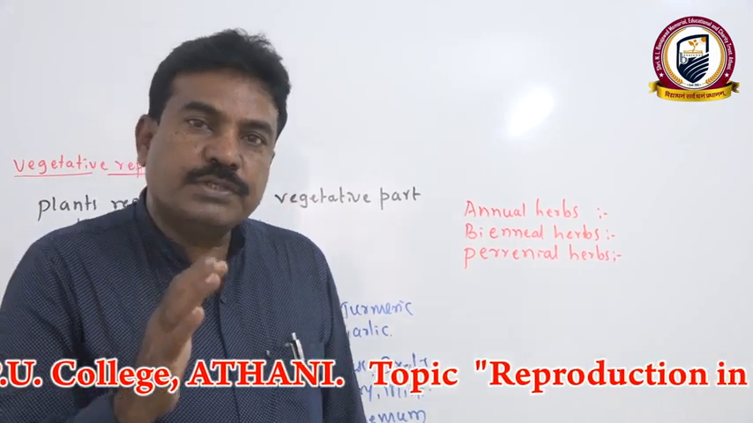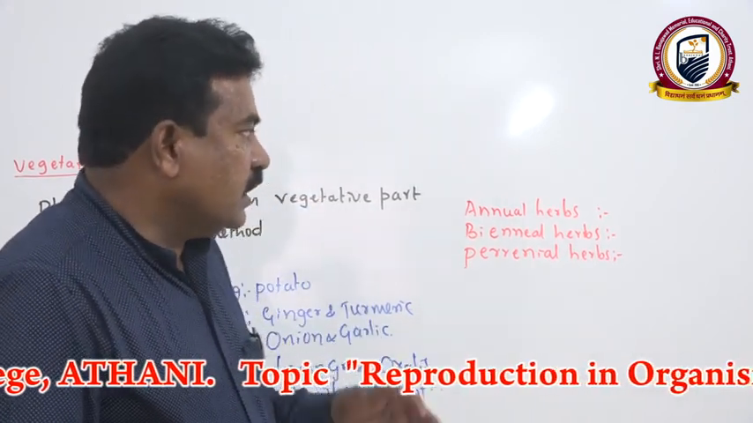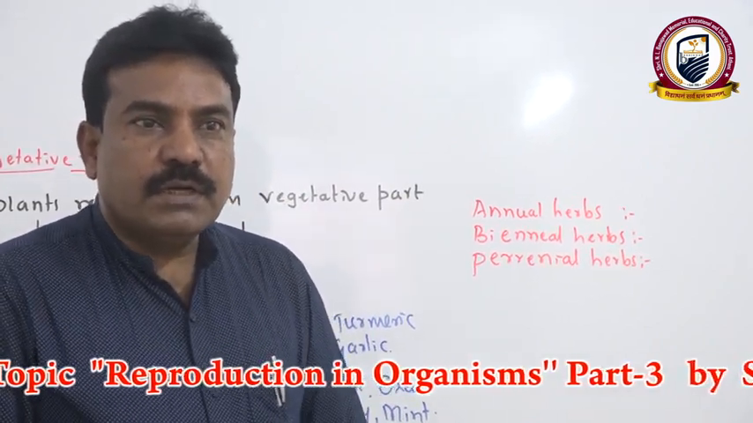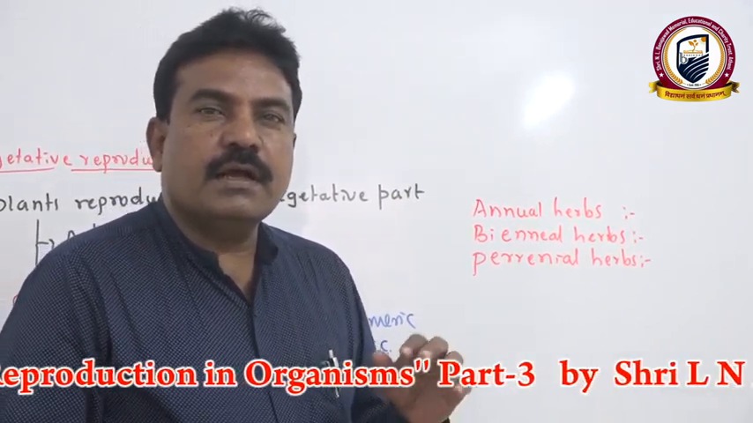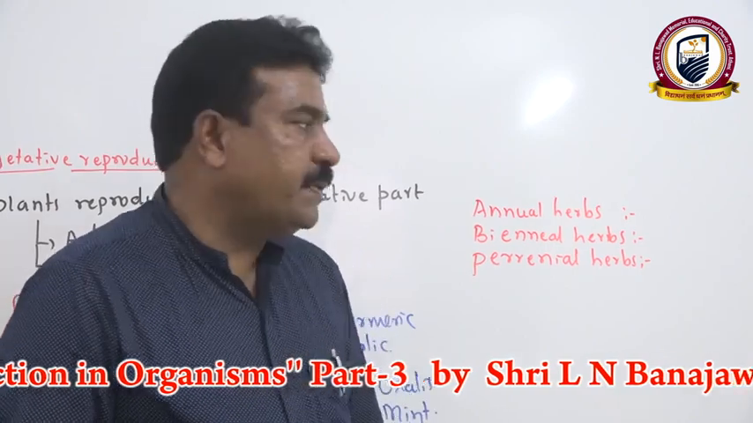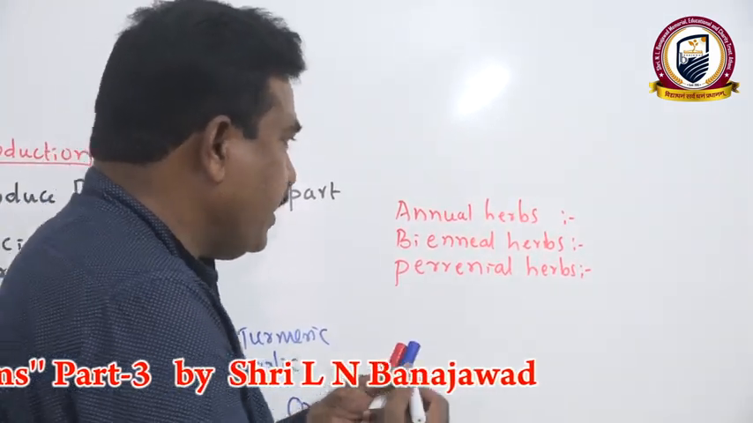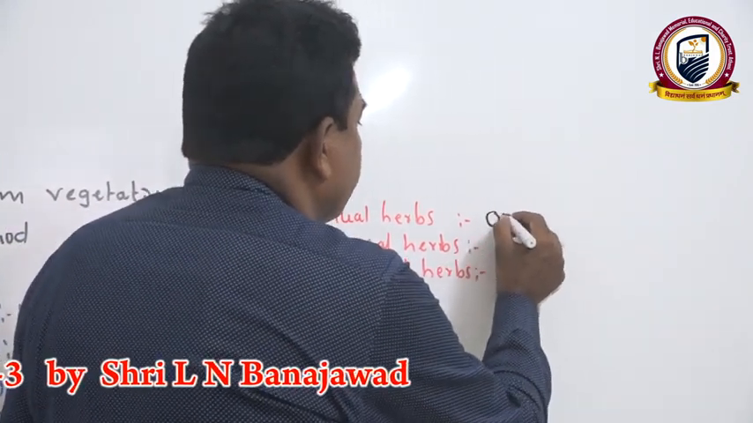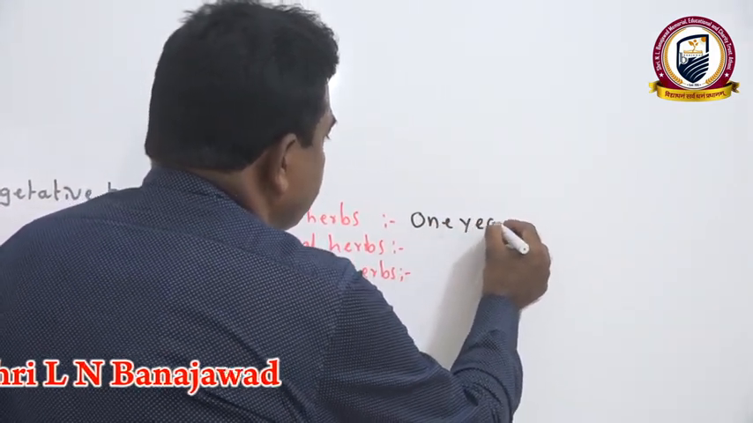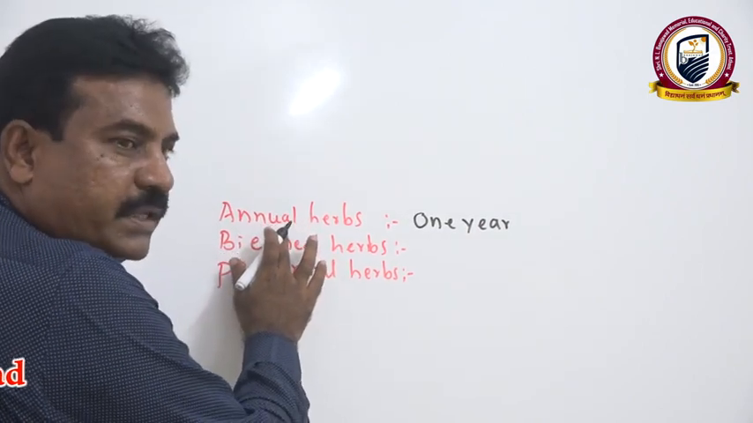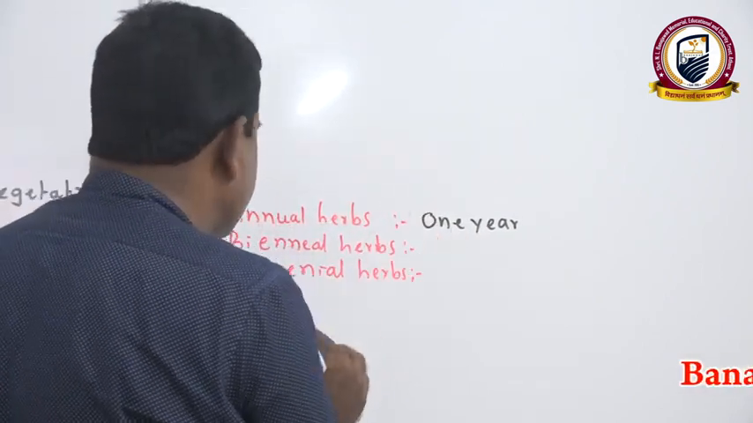But if you consider lifespan, shrubs and trees live more than 1 year. But herbs can have a minimum 1 year lifespan. For example, annual herbs complete their life cycle within 1 year. Therefore, what word do we use? Annual means year. Annual herbs.